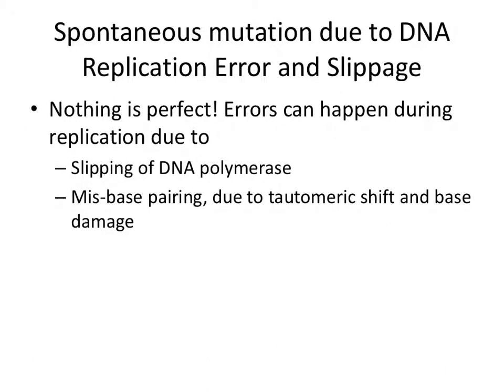It's important to remember that no cellular process happens perfectly. There are always errors that occur. And those errors during mutation events can be due to slipping of DNA polymerase, or they can be due to mis or incorrect base pairing, which can occur as a result of what is called tautomeric shift and/or base damage. Let's talk about these in some detail now.